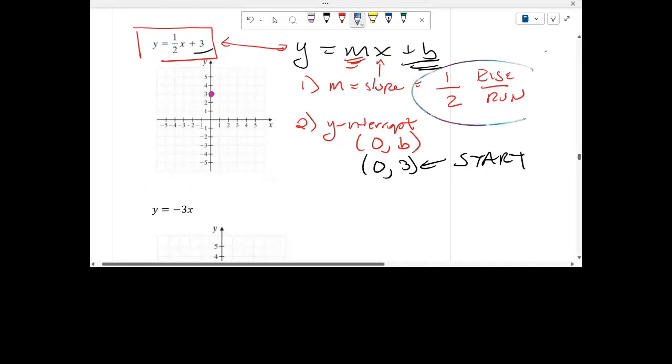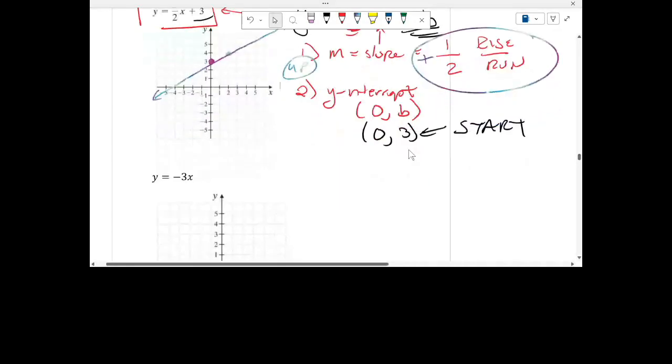Now, since my slope is 1 over 2, I'm going to rise 1 and then run over 2. And I'm going to draw my line. Boom. And there it is. And because this slope is a positive number, my line's going up, right? Are we doing okay so far? Making sense? All right, just checking with you guys.